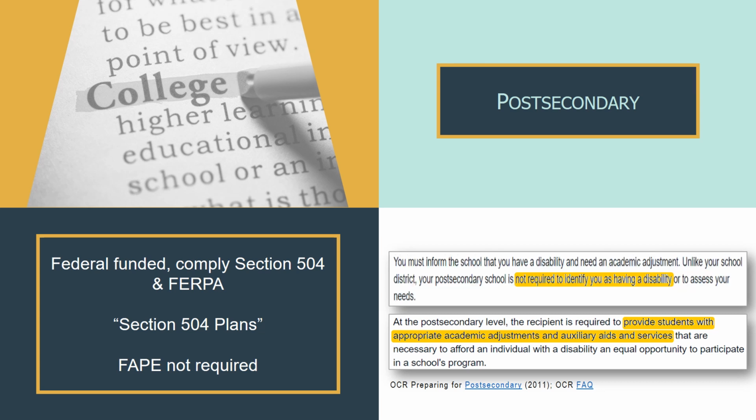Unlike in elementary and secondary education, a post-secondary school is not required to identify students as having a disability or to assess their needs. The college or university must be informed that a student has a disability and needs an academic adjustment. For specific questions regarding what supports they will provide, contact the higher education institution directly. Inquire on and follow their procedures to request an academic adjustment.